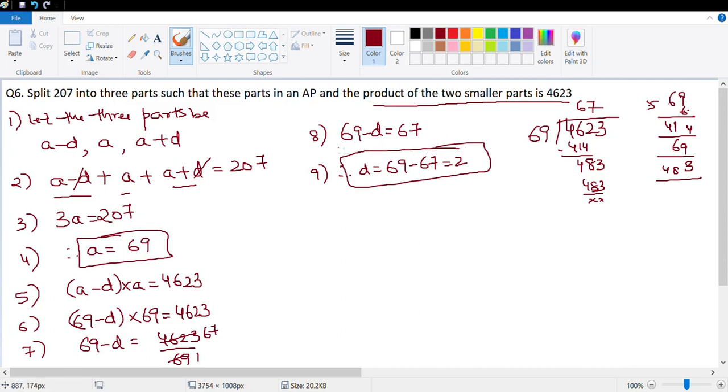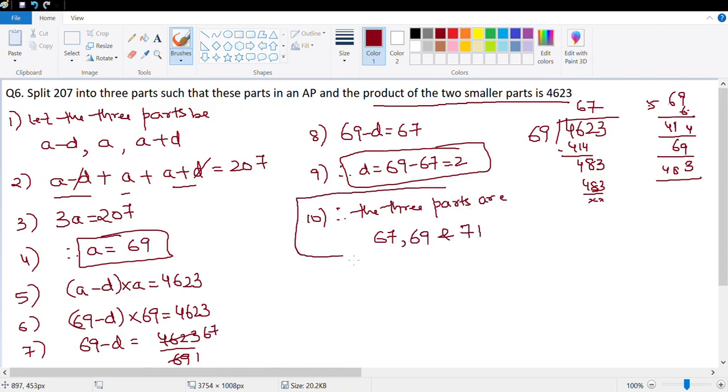We need to split 207 into 3 parts. Therefore, the 3 parts are 69 minus 2, which is 67, 69 and 71. So these are the 3 parts, the sum of which is 207, and the multiplication of the smaller 2 terms is 4623.